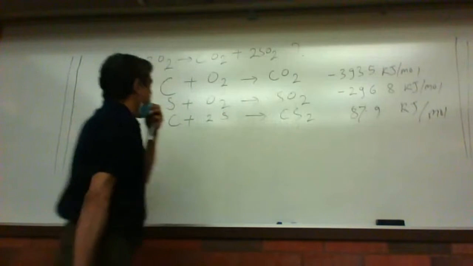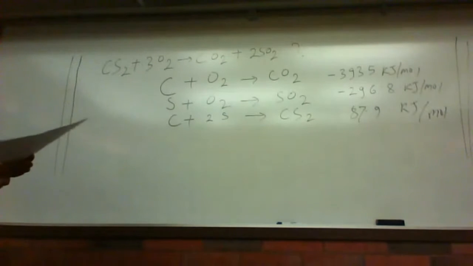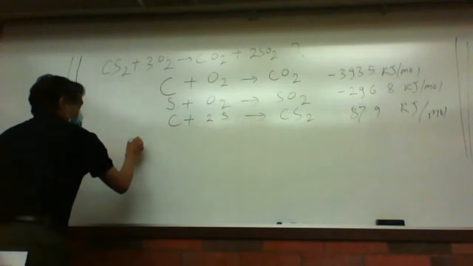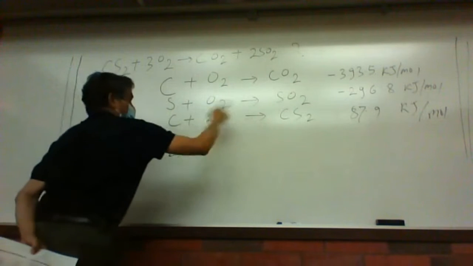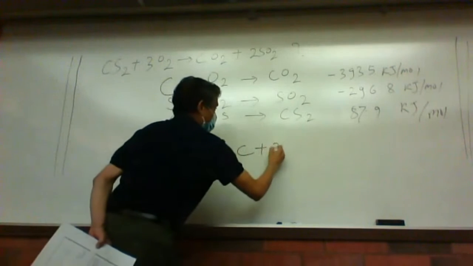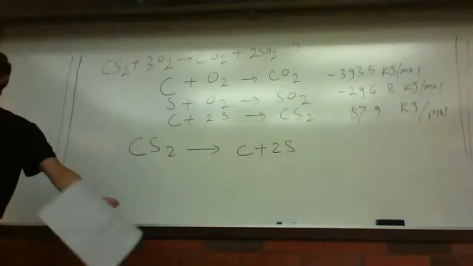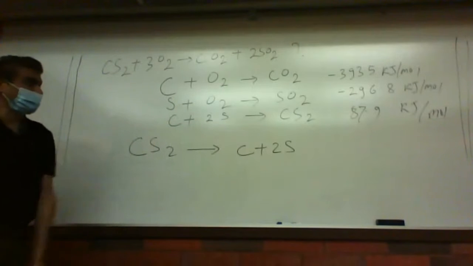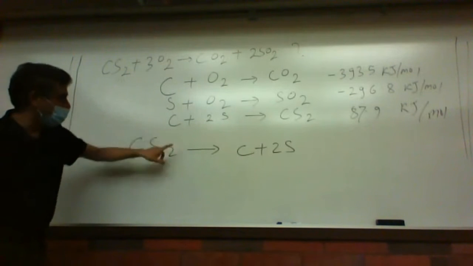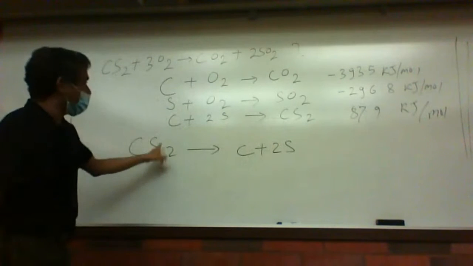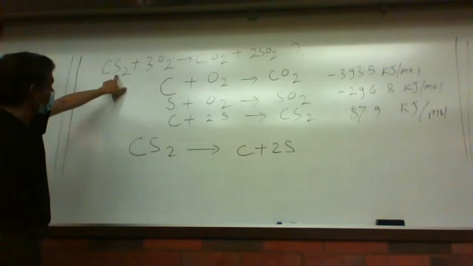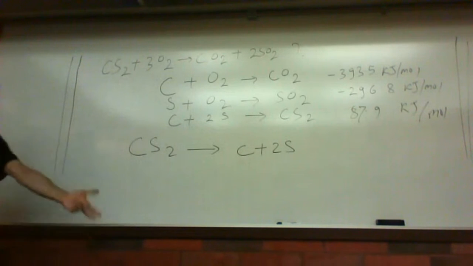So I'm flipping this last reaction first. Flip the third reaction, like this: CS2 this side, and the other products this side. I just flip this third reaction so that it looks more like the target equation. I put this CS2 on the left side, so it looks like this equation.